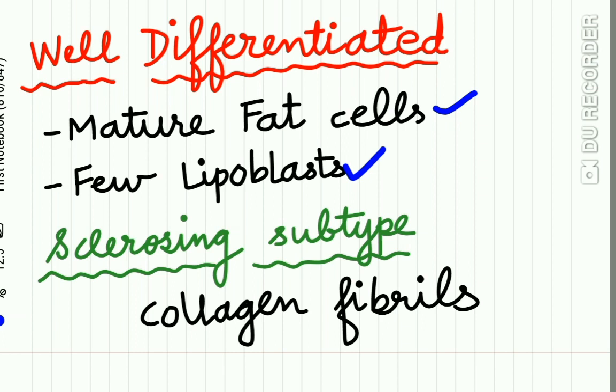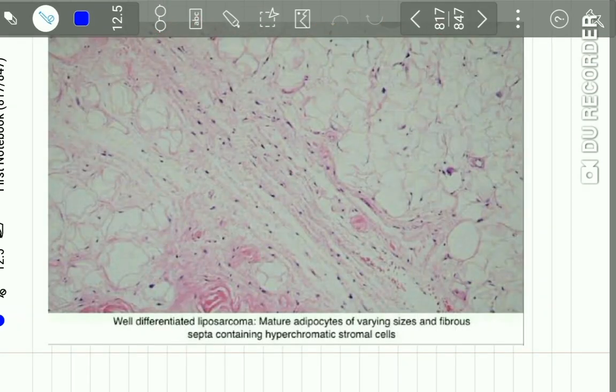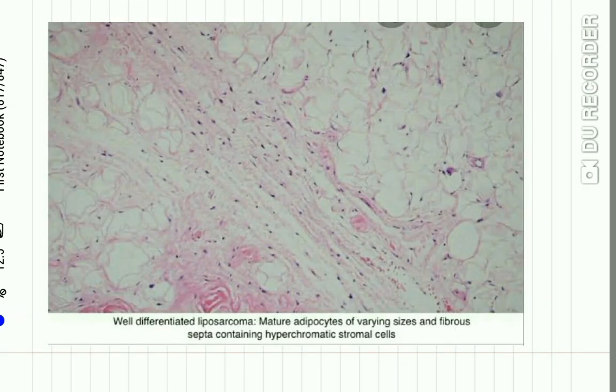Now, there is a sclerosing type of well-differentiated liposarcoma in which collagen fibrils may be seen that encircle the lipid cells and the lipoblast. So here is the histologic picture of well-differentiated liposarcoma, in which you can see mature adipocytes. Here you can see the mature adipocytes of varying size and fibrous septae. These are the fibrous septae containing hypochromatic stromal cells.